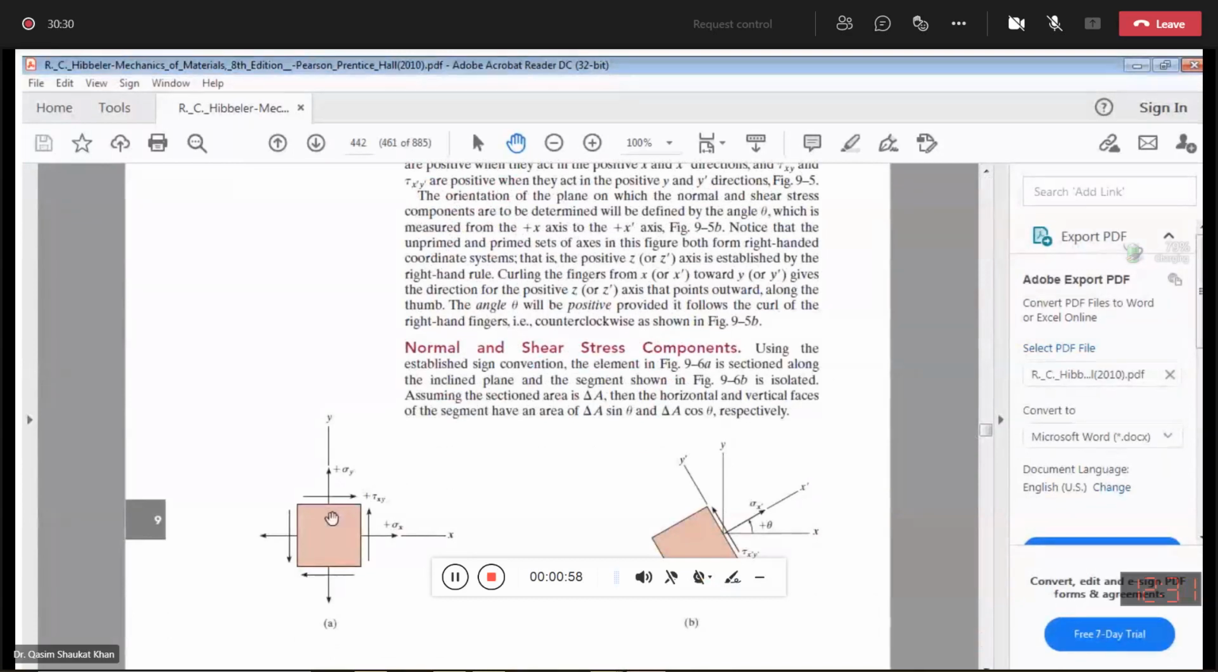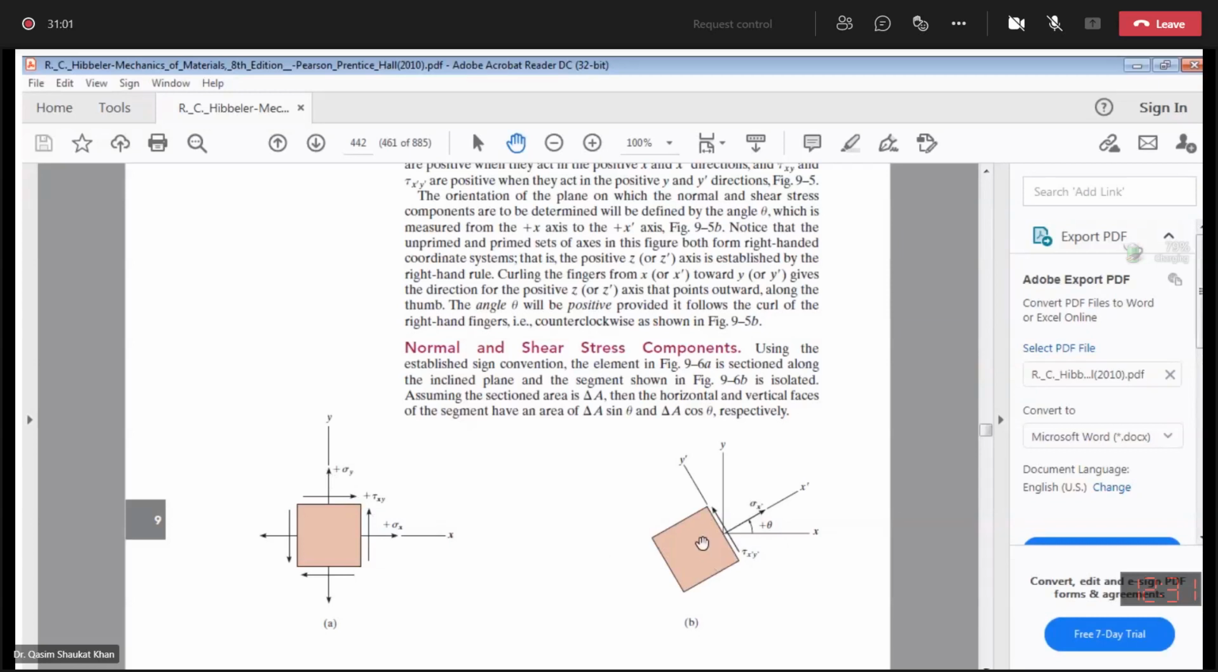So this is your general plane state of the stress. You can see your element is oriented along the normal x and y axis, and you have this normal stress sigma x, you have this normal stress sigma y, and you have this shear stress tau x y. Fine. So this is your plane stress state: sigma x, sigma y, and tau x y.